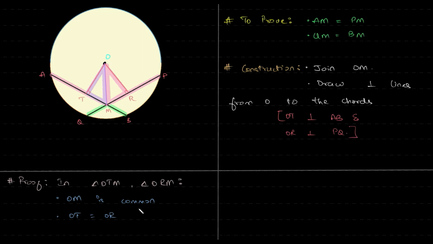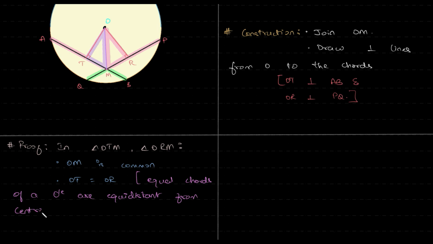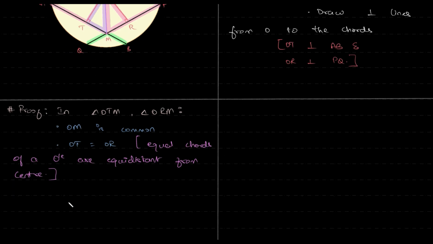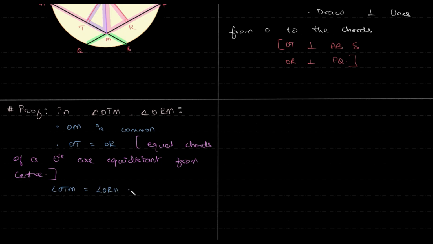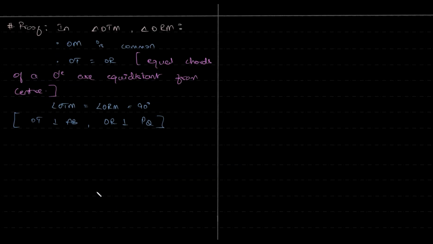So we need to write the reasoning: equal chords of a circle are equidistant from the center. And what else do we have? We have the hypotenuse and one of the sides, and we just have to say that angle OTM is equal to angle ORM. Both are equal to 90 degrees, the reason being OT is perpendicular to AB and OR is perpendicular to PQ.